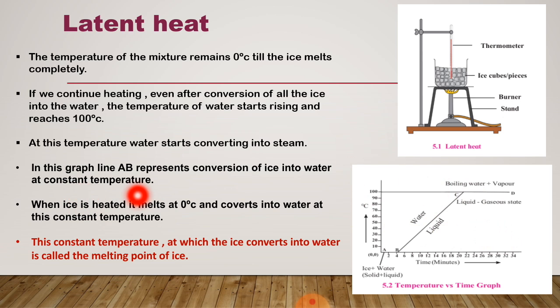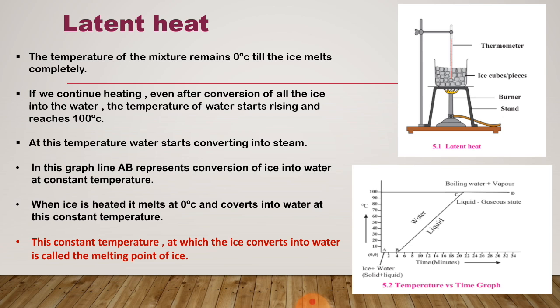So here in the graph, line AB represents the conversion of ice into water at constant temperature. Here you can see this line AB where there is no rise in temperature. This shows a constant temperature. Temperature is neither increasing nor decreasing, it stays at one place. So this line AB represents the conversion of ice into water at constant temperature.